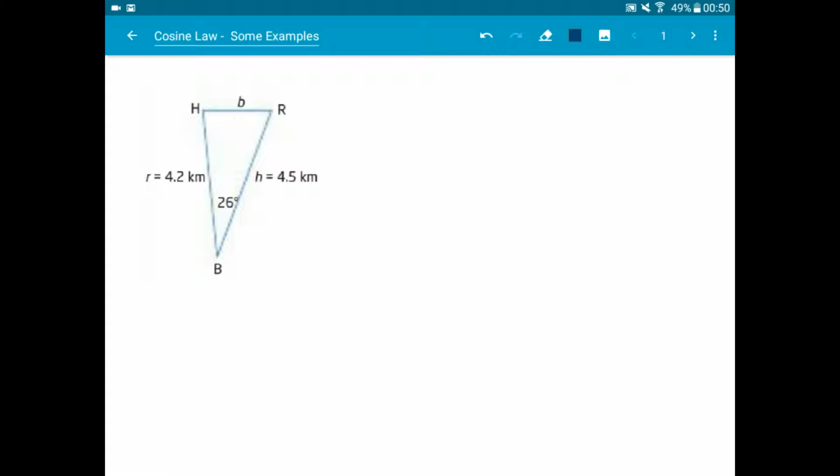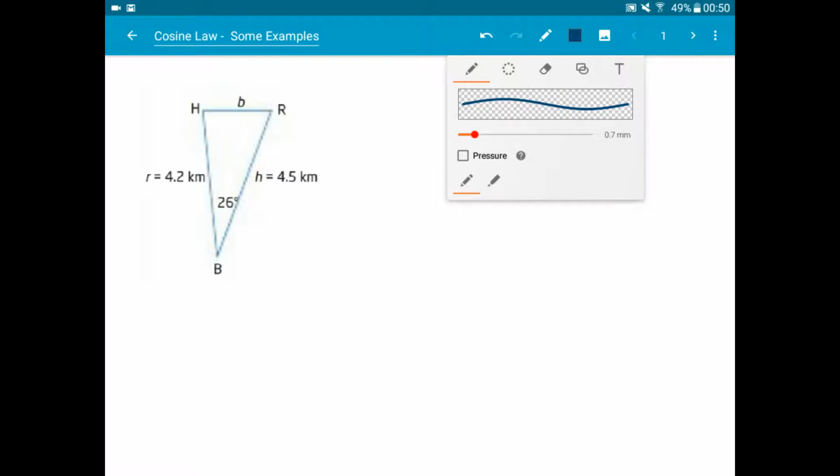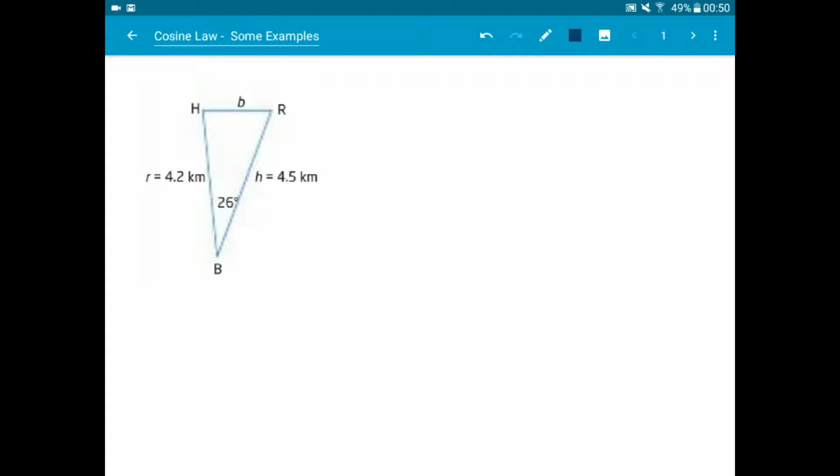In this case, we're going to be looking for missing sides and angles using cosine law. And I'm going to show you your first step. Your first step will always be: don't use cosine law. Cosine law is longer, it's more complicated to use, it's more prone to error. Because of that, first you look to see if you can use sine law.